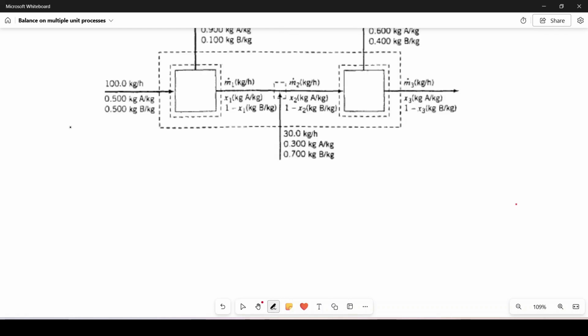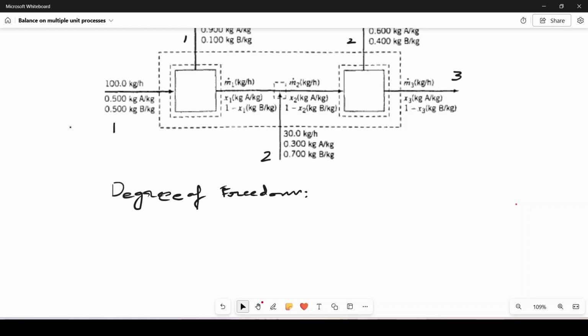So the way forward to solve such kind of problem is, number one, you have to perform degree of freedom analysis, to see whether we can solve this problem or not. And you are going to do this degree of freedom analysis, first on the outer boundary, that is the overall system boundary. So if we consider this overall system, we have here two inputs. This is number one, this is number two, and here we have three outputs. This is one, this is two, and this is three.